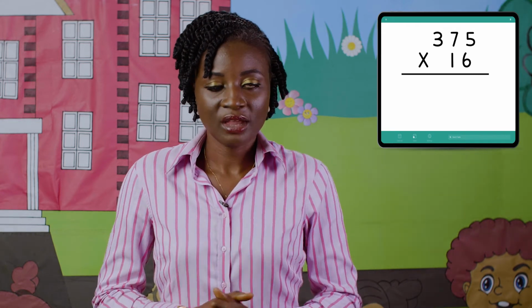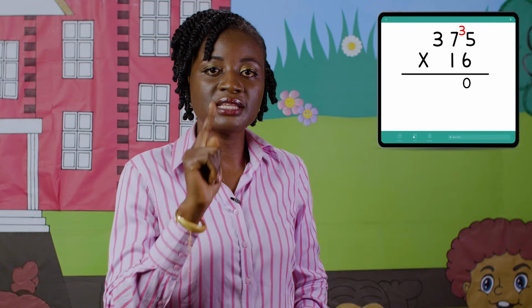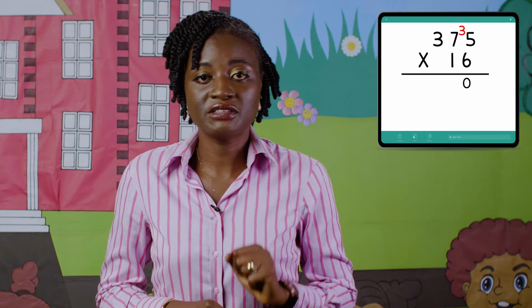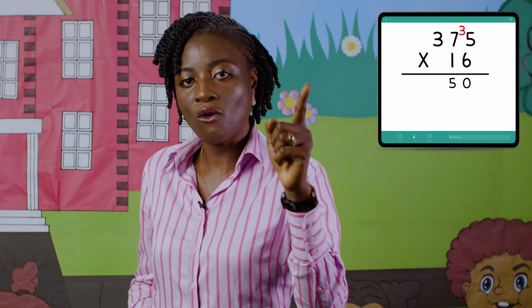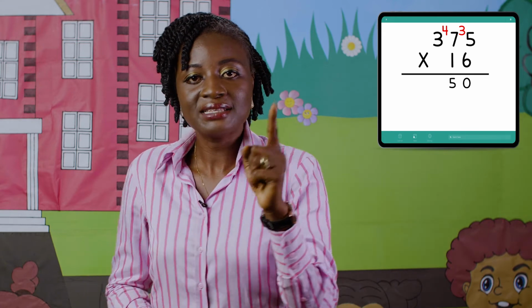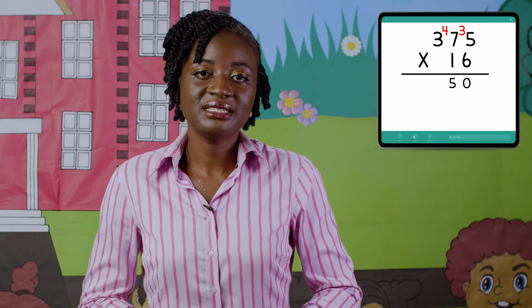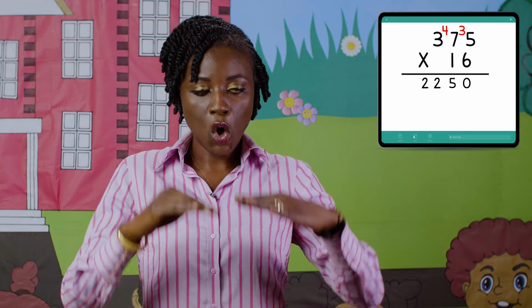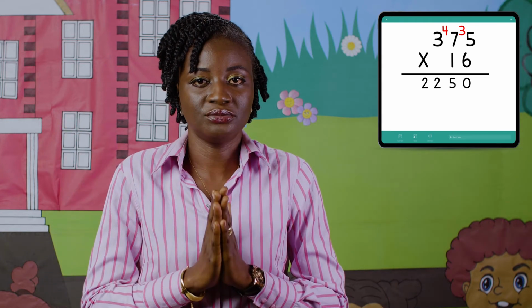So I'll go, 5 times 6 is 30. I'll write my 0 down and carry 3. 6 times 7 is 42. Plus my 3 is 45. I'll write my 5 down and carry 4. The last number there is 6 times 3. 6 times 3 is 18. 18 plus 4 is 22. So on the first set of numbers, using my 6, I am done.